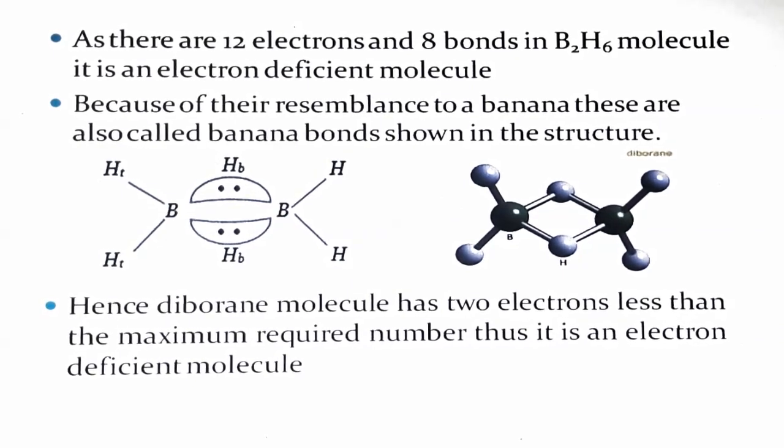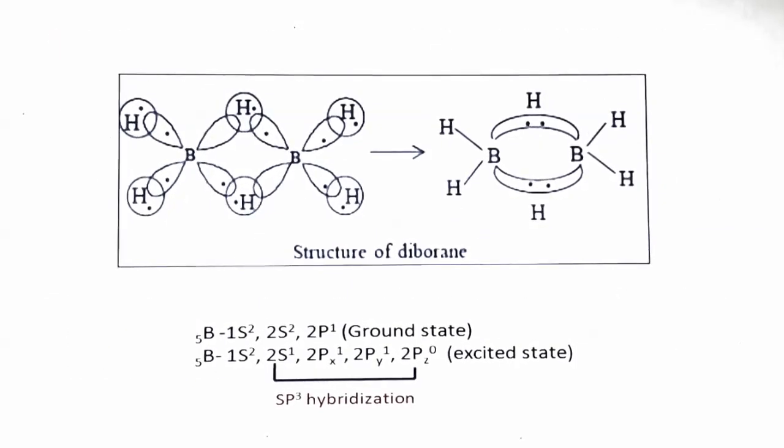So here we will learn the hybridization and bonding in boron. This is the structure of diborane. In this structure you can see this is boron and these are hydrogen. Since B2H6 is there, 2 borons and 6 hydrogens are present, and here this boron-hydrogen bond is taking the shape of a banana. That is why it is also known as a banana bond.